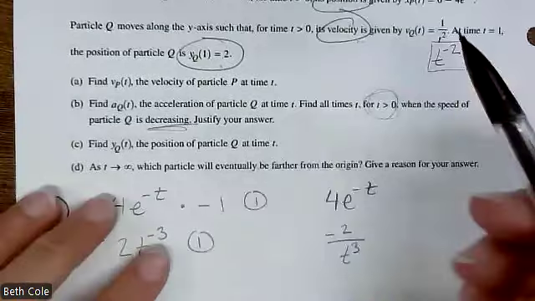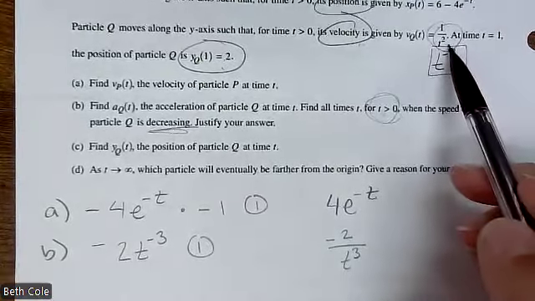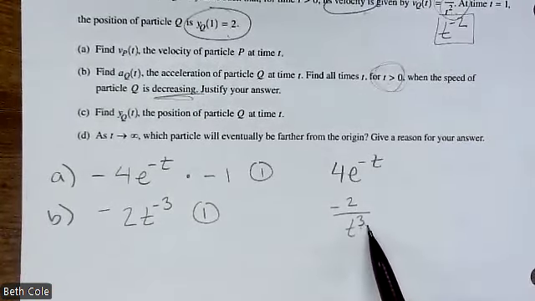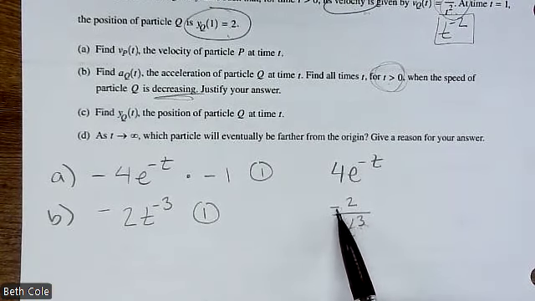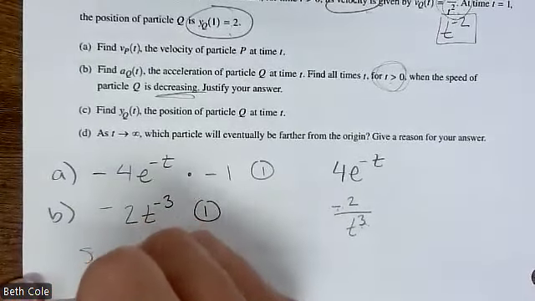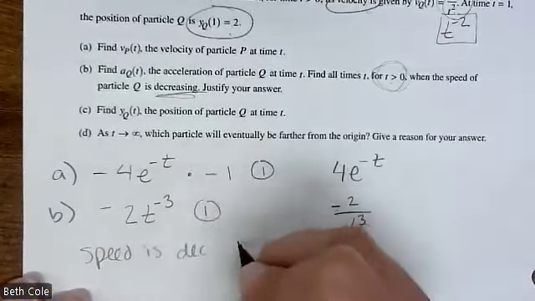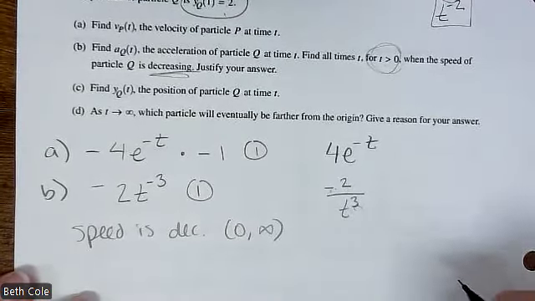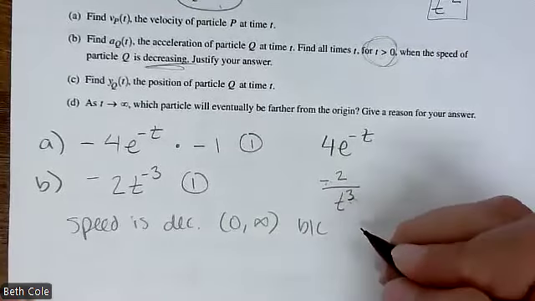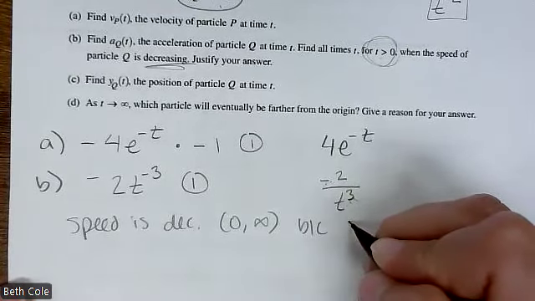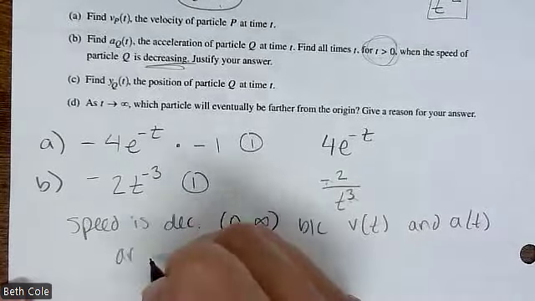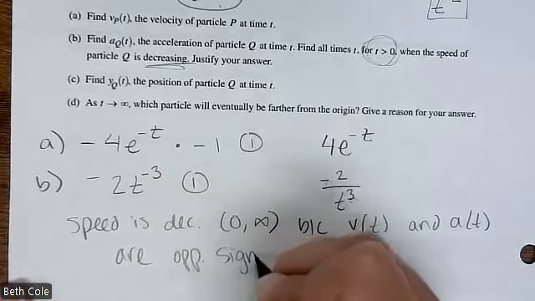Where's our velocity? Right here. This is going to always be positive. How do I know that? Squared. This is going to always be negative because we only have positive times and then there is a negative. So yeah, so we're going to say speed is decreasing 0 onwards for all times that are positive because velocity and acceleration are opposite signs there.